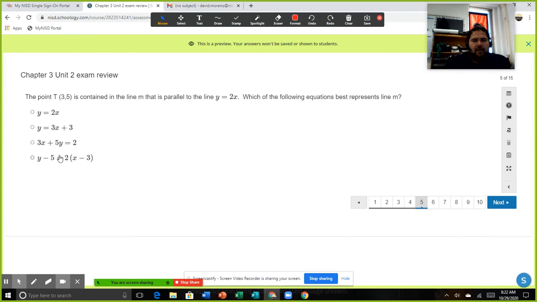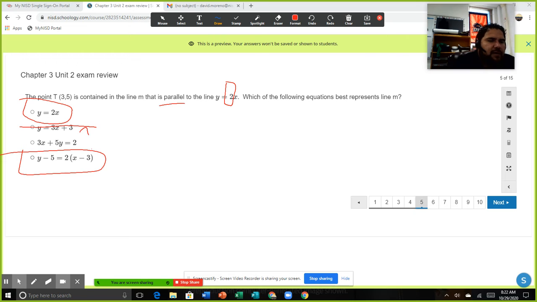Number 5 says point C is (3, 5) and is contained on a line that is parallel to the line y equals 2x. Which of the following equations best represents line M? Well, the key word here is parallel, right? Parallel means same slope, so that means my slope's going to be 2, right? So guess what? That one's definitely out. This one's possible because it would be the same line. And we're not 100% sure here, okay?